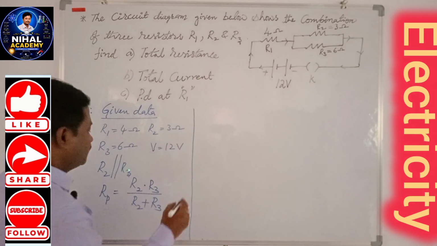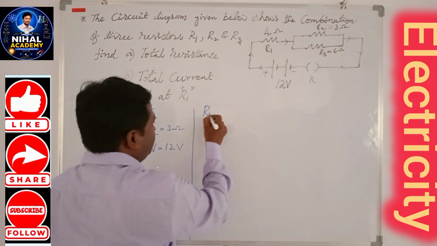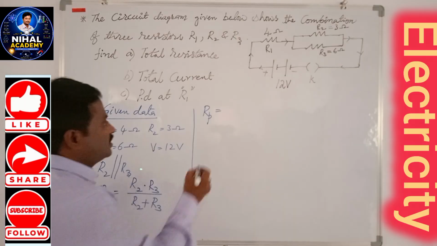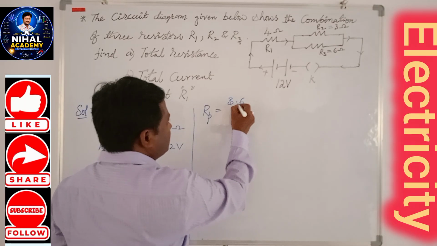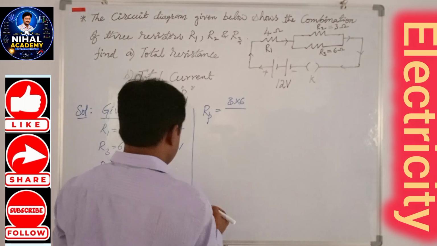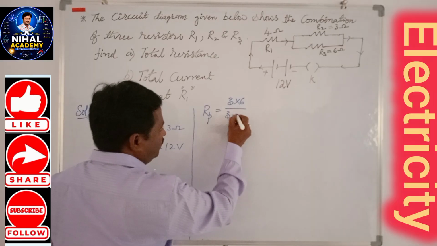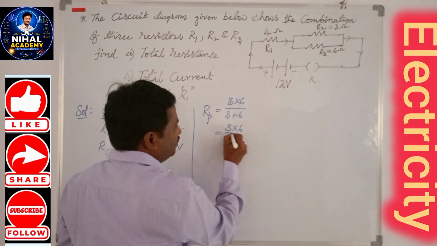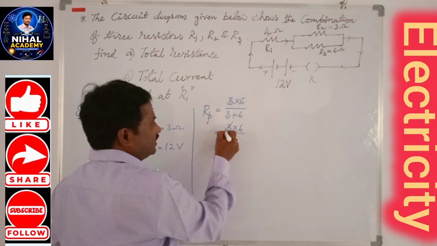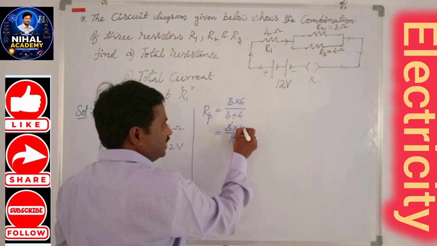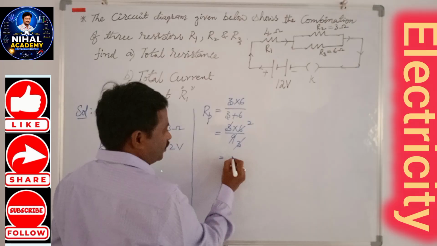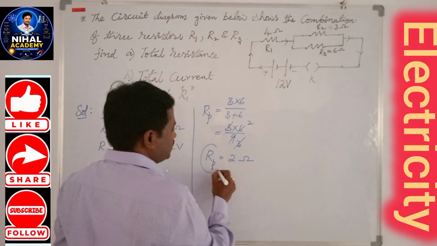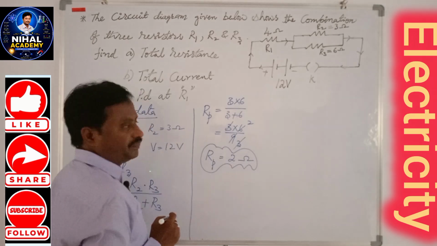Now substitute the values in this formula. So now Rp is equal to R2 value 3 and R3 6. So 3 into 6 by 3 plus 6, that is 9. 3 here 3 times cancel, 3 here 2 times cancel. So therefore it is equal to 2 ohm. So what is this? Rp. So Rp is equal to 2 ohm.